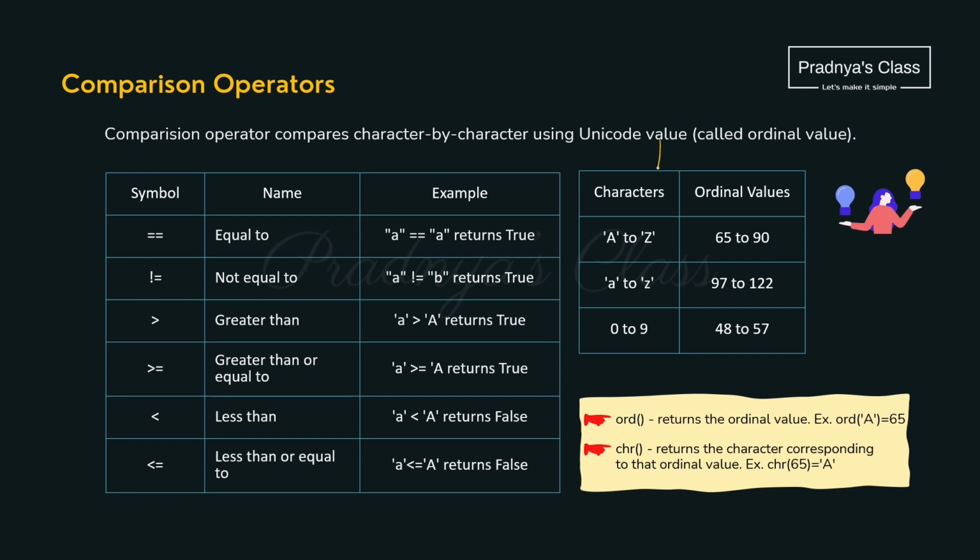Look at this table. Here are some Unicode values which are mentioned from A to Z. It is from 65 to 90. Hope you understood. It means A will be less than B because A has value 65 and B has 66. In this way, every character has some ordinal value. Here is the value for small case a to z and here is the value for 0 to 9. If you want to know the ordinal value, you can use the ord function, and if you want to know the character for the corresponding ordinal value, you can use this chr function.